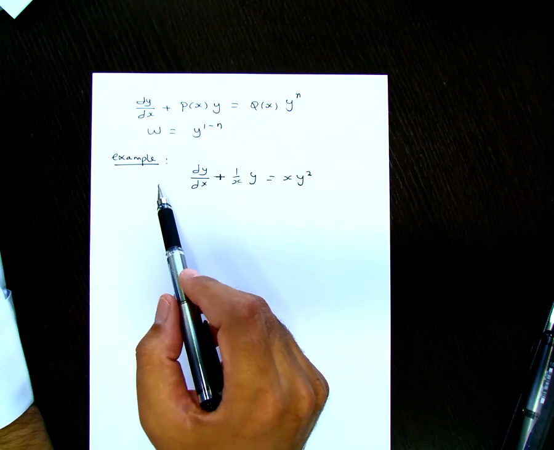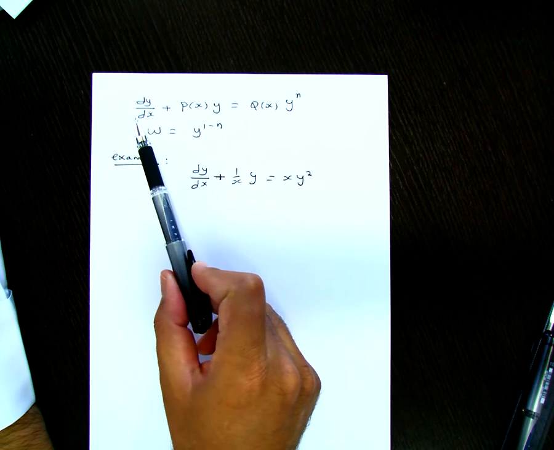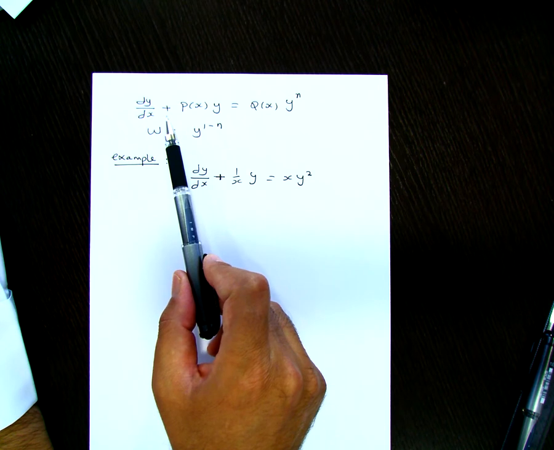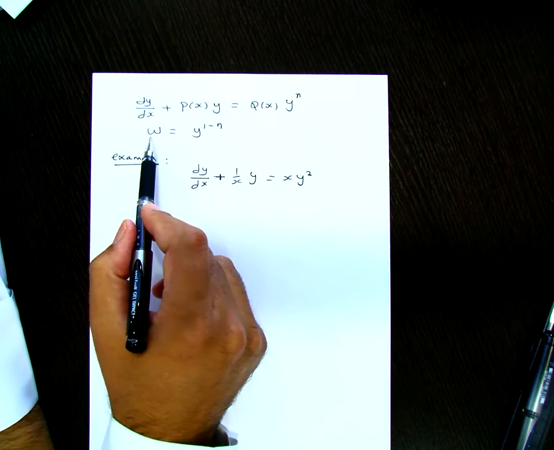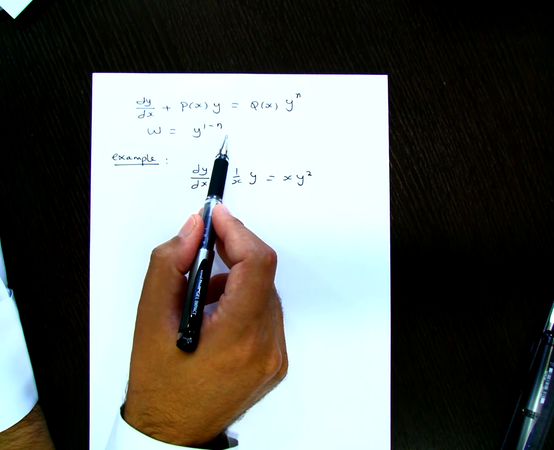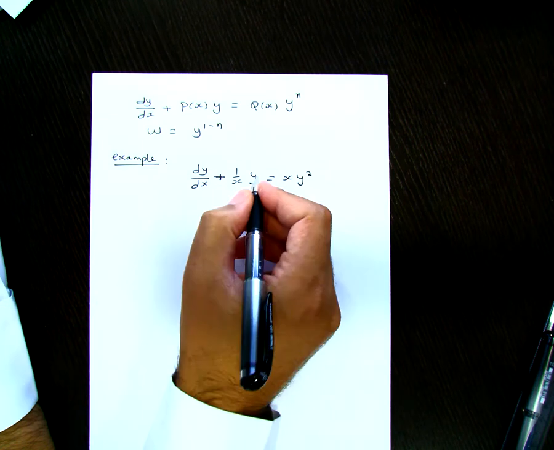Here is an example on Bernoulli differential equation. In the last video we have shown how to reduce a Bernoulli differential equation to a linear differential equation by means of the substitution w equal y to the 1 minus n. So let's now apply this method to a specific example.